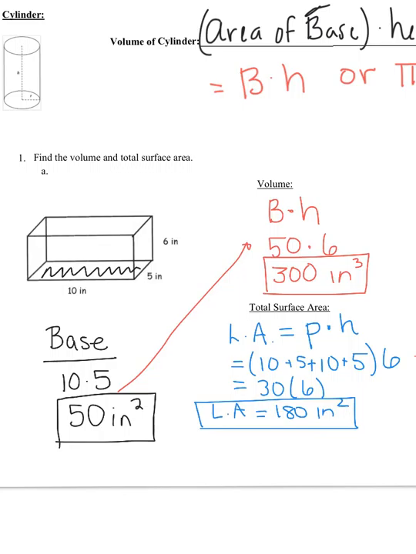Putting that together with the base, we can find that our total surface area is equal to 180 from our lateral, plus the fact that we have two bases. So 180 plus 100, and we get 280 inches squared for that total area.